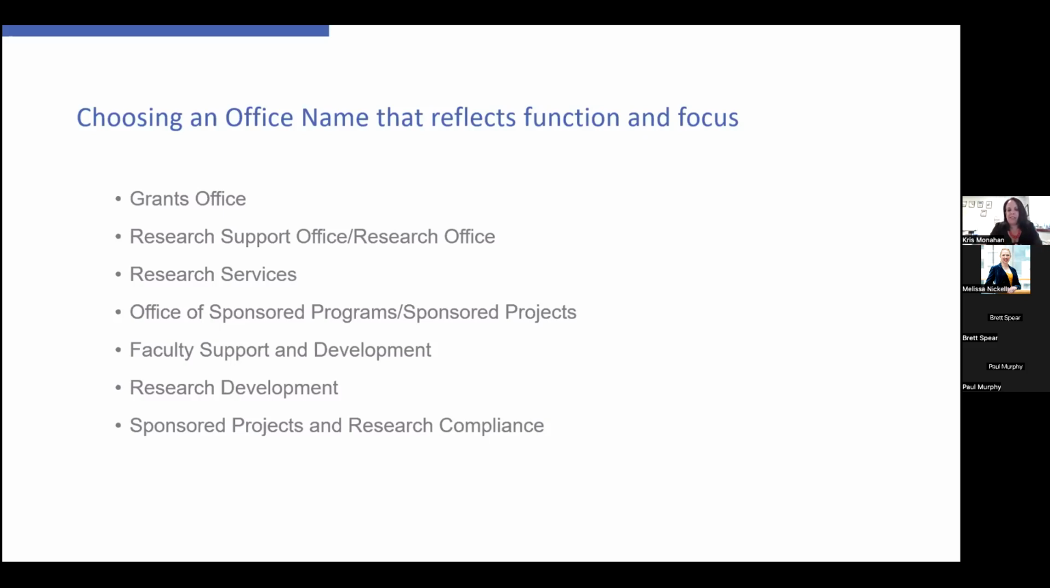Occasionally you might see services under a faculty support or a faculty development office. Research development would be more for the pre-award or developing the research idea. And then sponsored projects and research compliance. Again, the name should be reflective of the functions and services that you'll be providing and the message that you want to provide to your faculty.